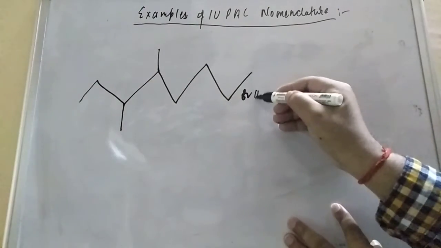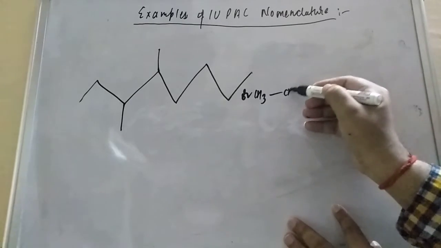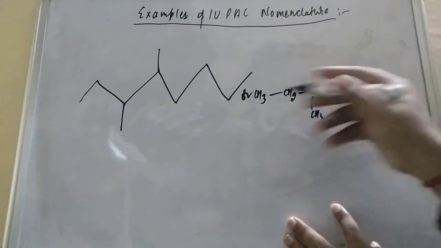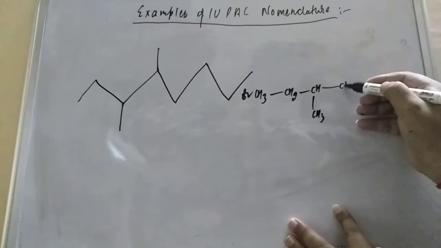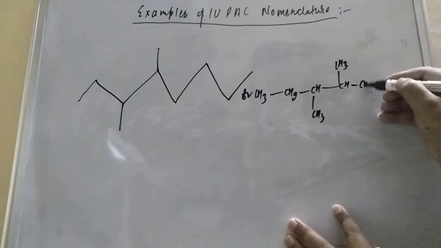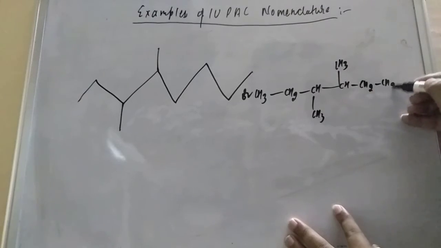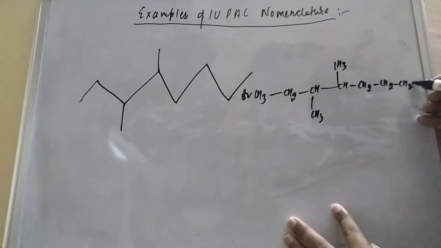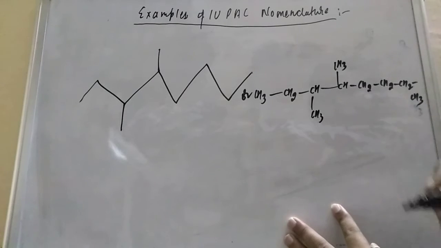Terminal is CH3. So CH3, then CH2, then CH, downside again CH3, then again CH, upside again CH3. Then what will come, student? CH2, CH2, CH2, again CH2, and finally CH3. Student, we have to start the numbering.